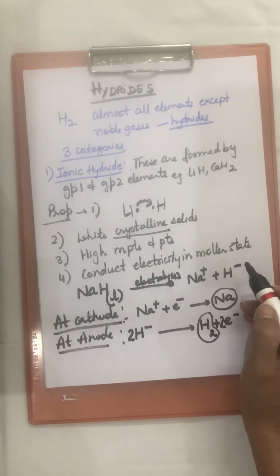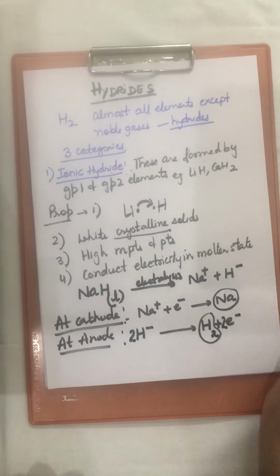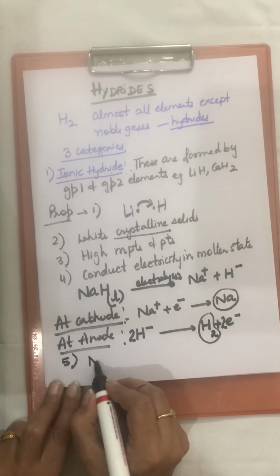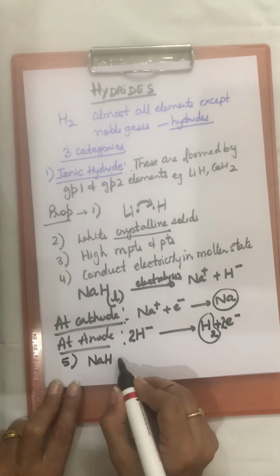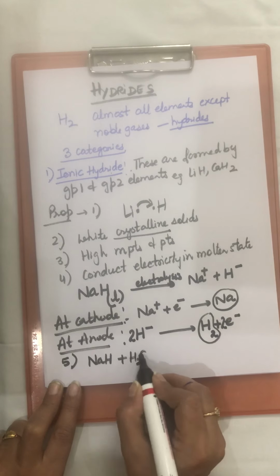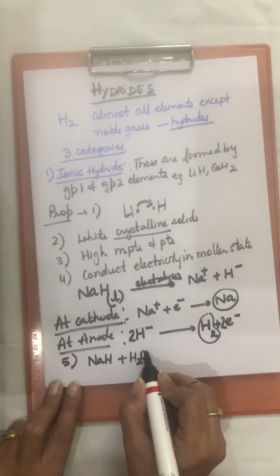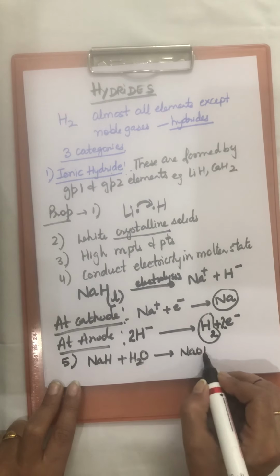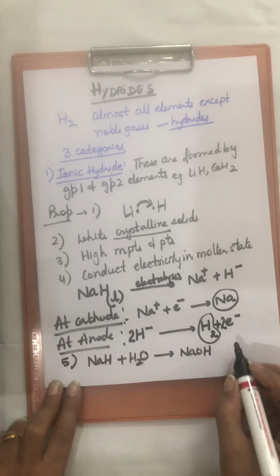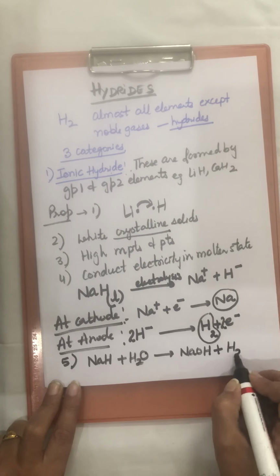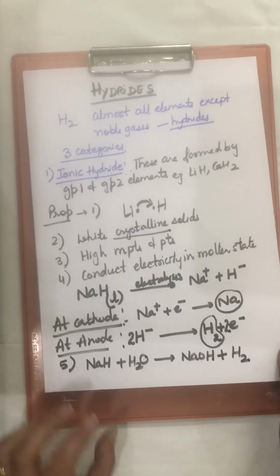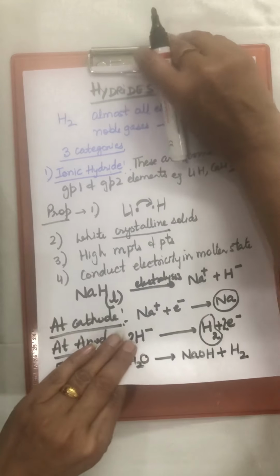This is the fourth property of hydrides. Next property, the fifth one. The hydrides like NaH react with water, and they react violently with water to form metal hydroxides, with evolution of hydrogen gas. Hydrogen gas evolves out during this process.